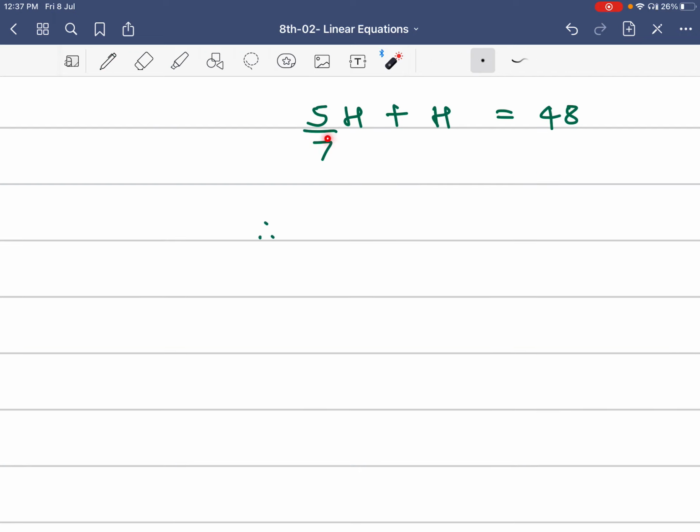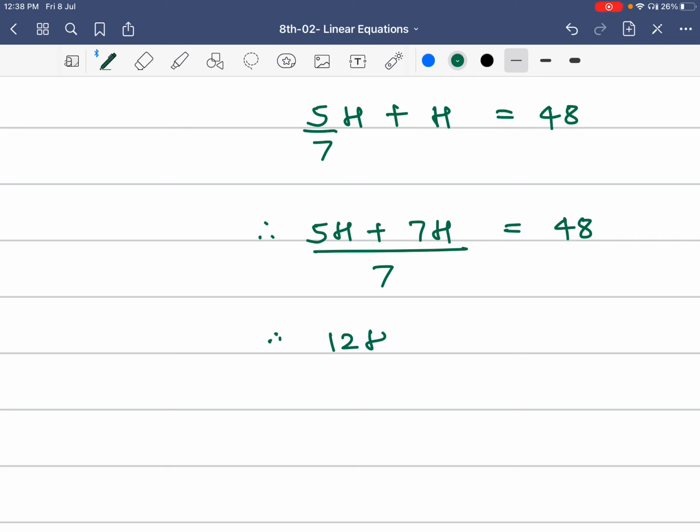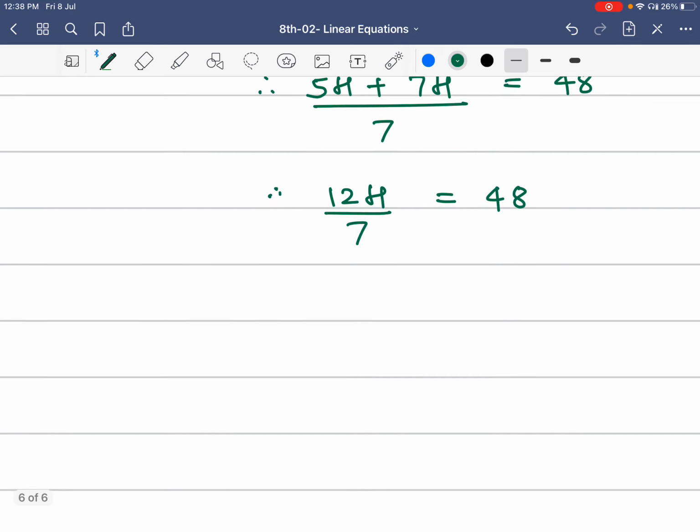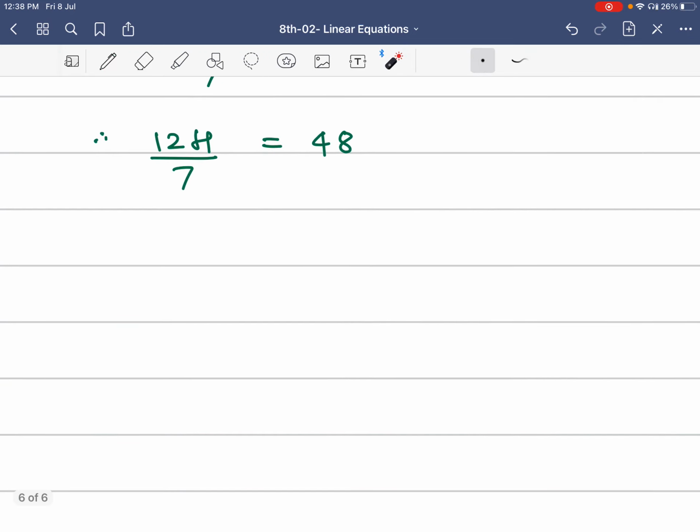Therefore the 7 goes to the denominator, so I will get 5H plus 7H, the whole divided by 7, is equal to 48. And therefore I'll get 12H divided by 7 equal to 48. Now once again, how do we get rid of this? H is one variable, associated with two numbers on the left hand side. We just want the variable H on the left, so we have to get rid of these numbers one by one. We start with the number 7.